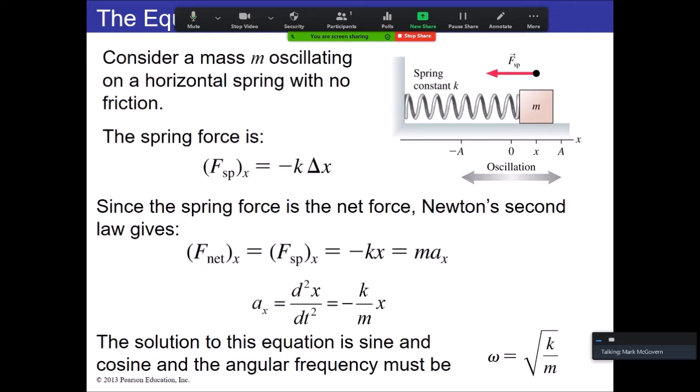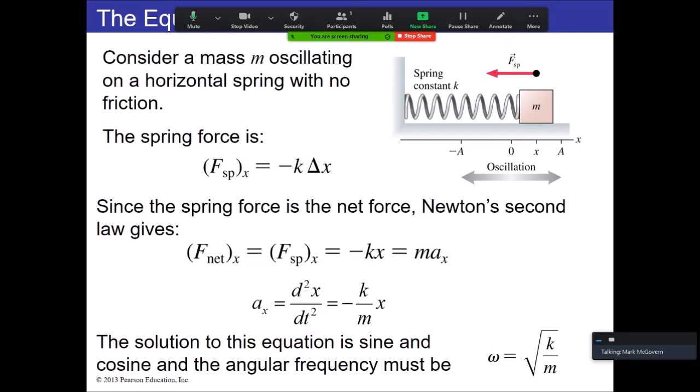I mean, the solution is basically what functions, when you take the second derivative of them, give you back the same functions, with maybe a constant in the front. And sines and cosines satisfy that relationship. Now you got to take two of those derivatives, so you actually get two factors of radical k over m, which is ultimately related to omega. And so that's basically mathematically why this stuff works.